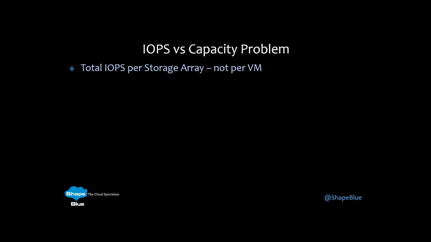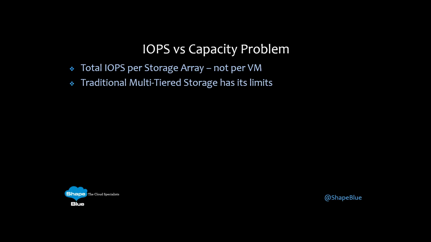So in summary, we've got to think about the amount of IOPS per storage array, not per VM. Giving a VM 30 IOPS is easy. Giving 1,000 VMs 30 IOPS at the same time is not easy. Think about the IOPS at the storage array level. Traditional multi-tiered storage has its limits. They're all doing it now.